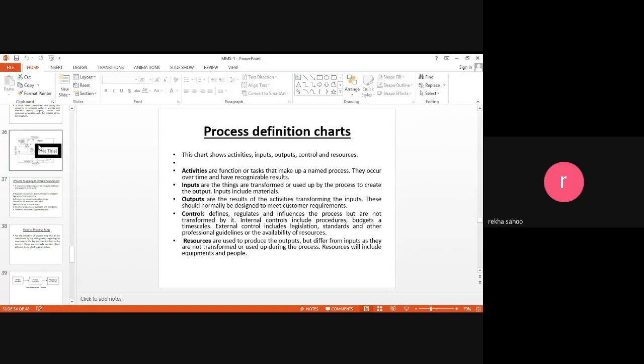यहाँ पे क्या लिखा है? रिसोर्सेज आर यूज्ड टू प्रोड्यूस द आउटपुट बट डिफर फ्रॉम इनपुट, इनपुट से अलग है, रिसोर्सेज एज दे आर नॉट ट्रांसफॉर्म्ड और यूज्ड अप ड्यूरिंग द प्रोसेस. The resources are used to produce the output but differ from input as they are not transferred or used up during the process. हाँ, मतलब resources input से अलग है.